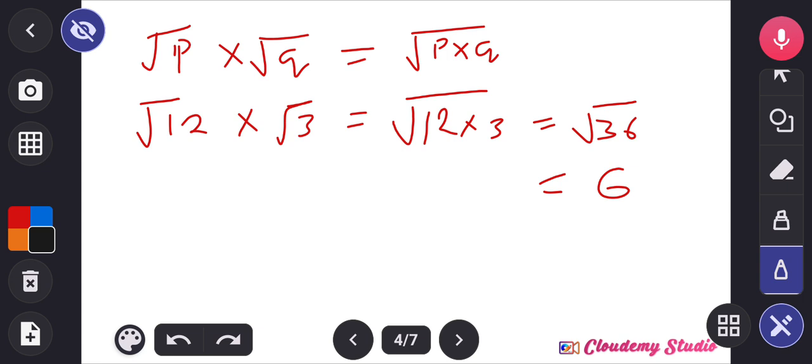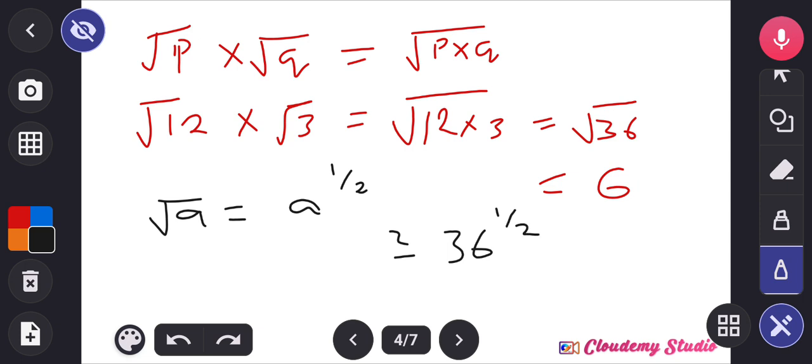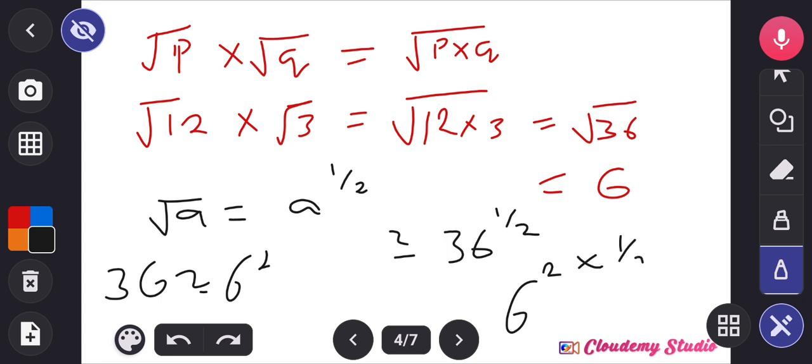Remember, I told you that whenever you see root, for example, root a, it is the same thing as a raised to the power 1 over 2, right? Which means the same thing as 36 raised to the power 1 over 2. Now, this 36 is the same thing as 6 raised to the power 2, right? So I can write this 36 as 6 raised to the power 2 multiplied by 1 over 2. So 2 cancels 2, and I'm left with 6 raised to the power 1, and that will give me 6.